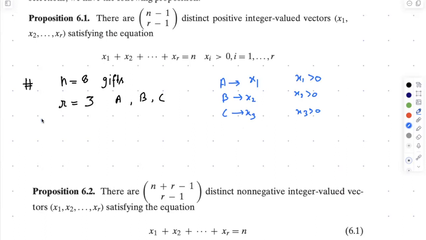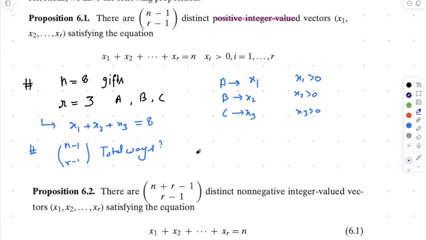This problem is equivalent to solving for the positive solutions of x1 plus x2 plus x3 equals 8. This is the equation you have to solve such that each xi should be positive. So how many positive integer solutions are there? The answer is going to be n minus 1 choose r minus 1 total possible ways. The question is, how can we say it is n minus 1 choose r minus 1?